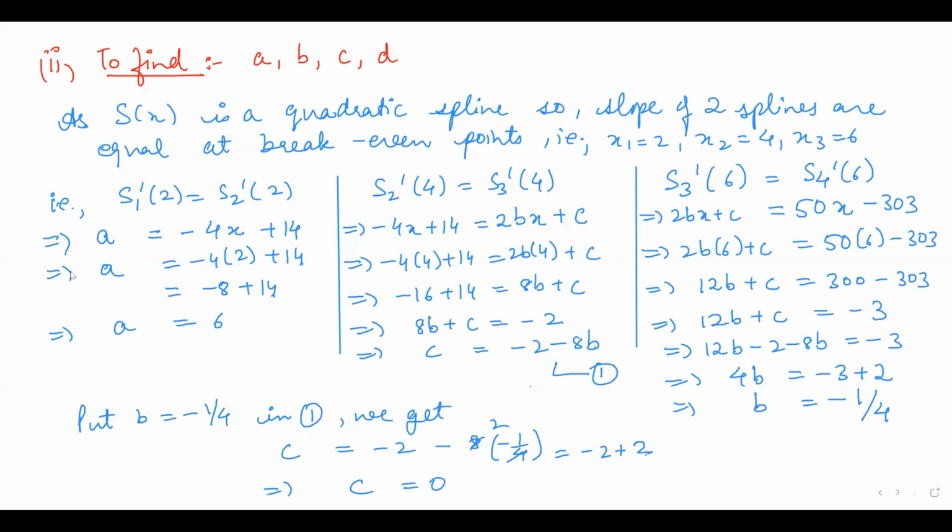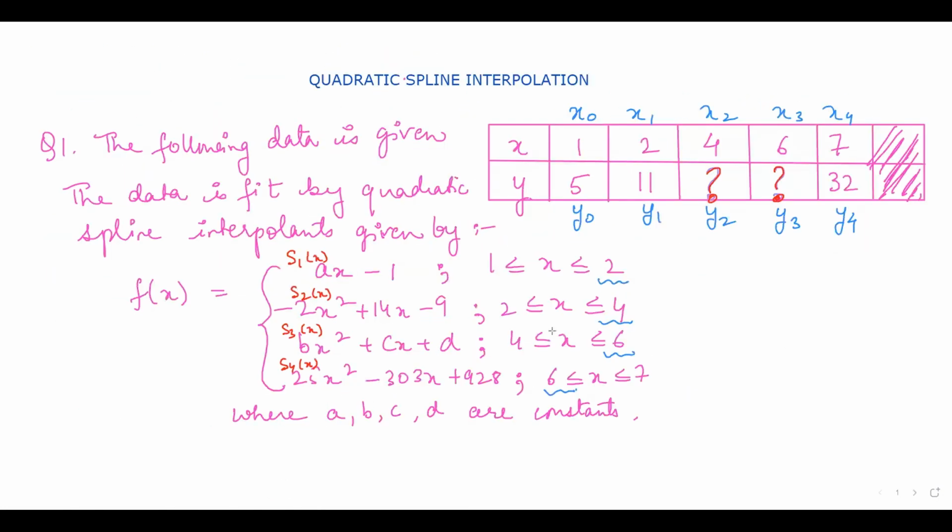So these are my three constants: a as 6, c as 0, and b as minus 1 upon 4. Now, the only value that is left is d. Very easy and simple to find it. Now, I have used this particular condition to find out the value. So how do we find out the value of d? As we know, d is the constant that we have in the S3 spline, right?